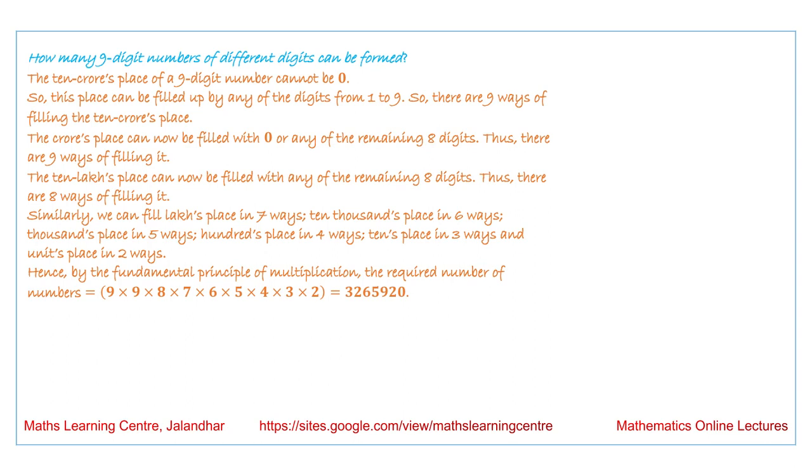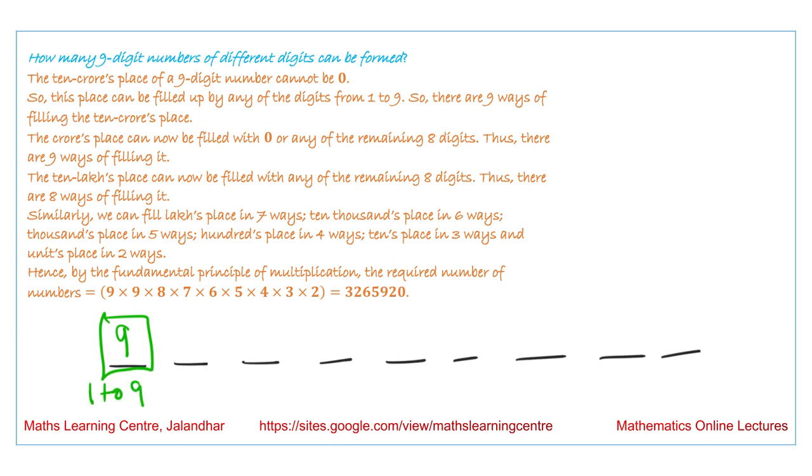Next is how many 9-digit numbers of different digits can be formed. So we are talking about now a 9-digit number. Again, for this first place, we cannot place 0. So the number of options we have is digits 1 to 9. Now one of these is already occupied. For the next place, the number of options we have is 0 to 9 and one digit is already occupied. So the number of options again we have is 9.